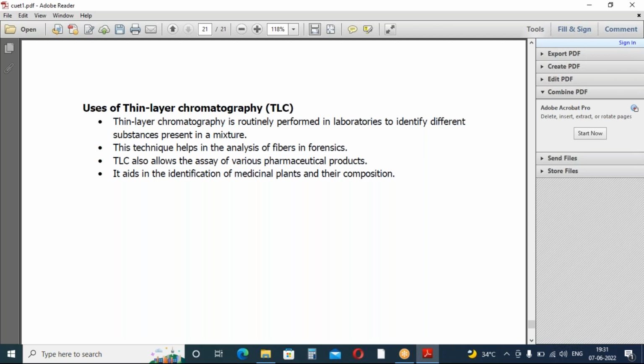And what are the uses? Thin layer chromatography is mainly used for the identification of different substances present in a mixture, and also for the analysis of fibers. It is also used for the assay of pharmaceutical products and for the identification of different plant extracts and their composition. And these are some of the chromatographic techniques that are mainly used for separation.